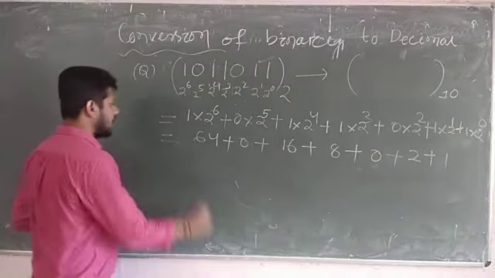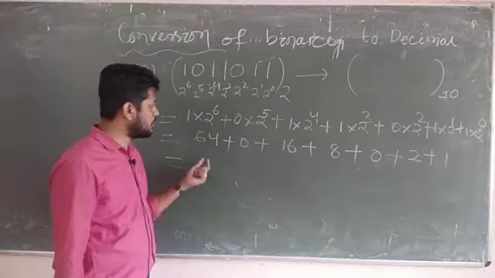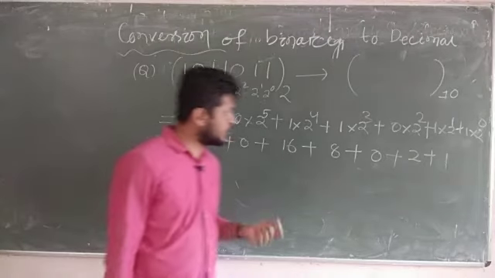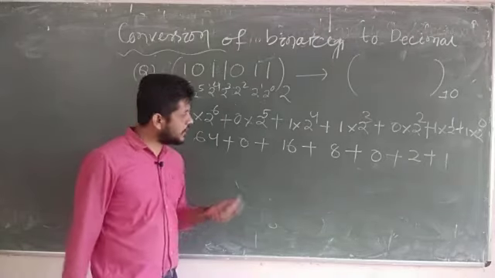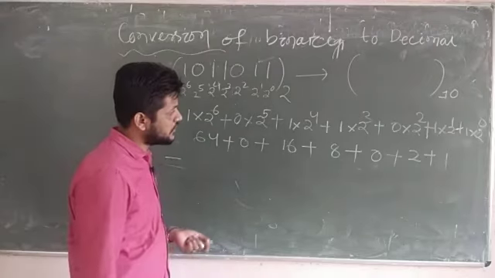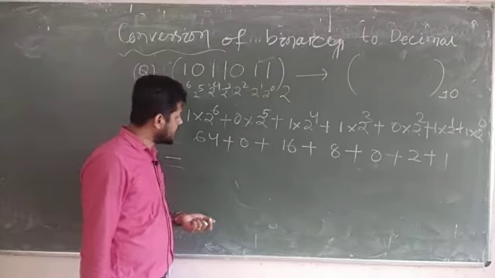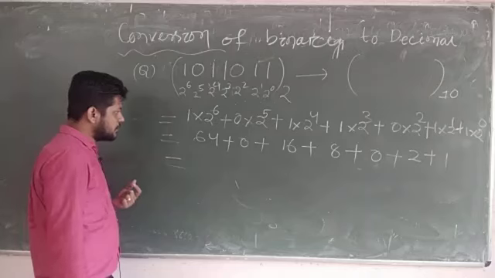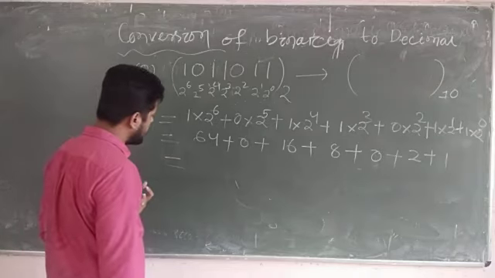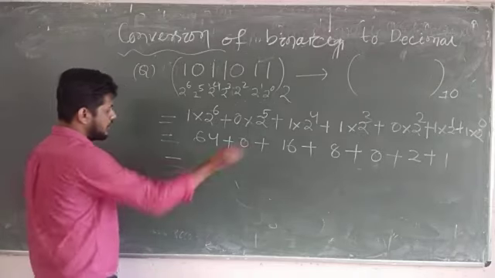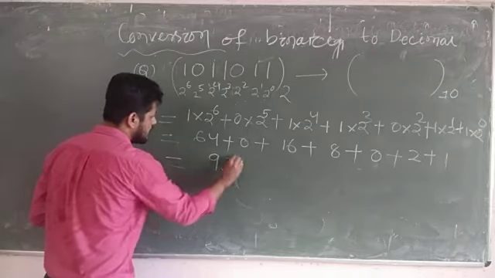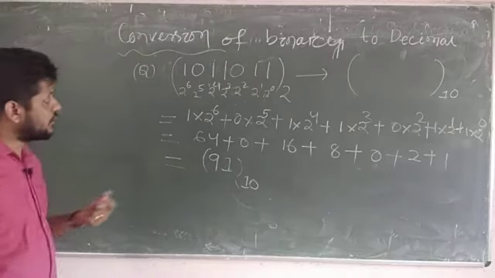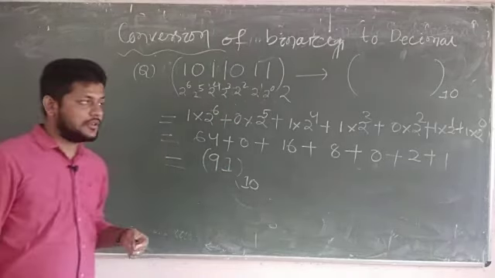So finally just add all the numbers you get. That is 64 plus 16 plus 8 plus 2 plus 1. So 8 plus 2 plus 1 means 11, plus 16 means 27. So 27 plus 64 means 91. So 91 will be the answer for this conversion.